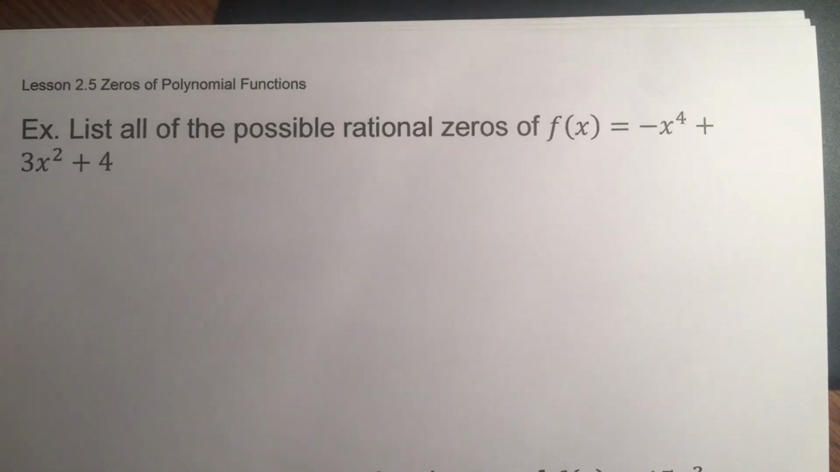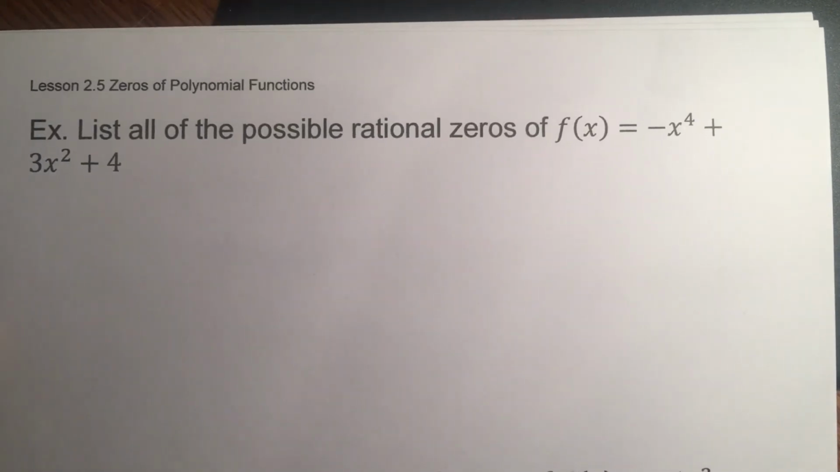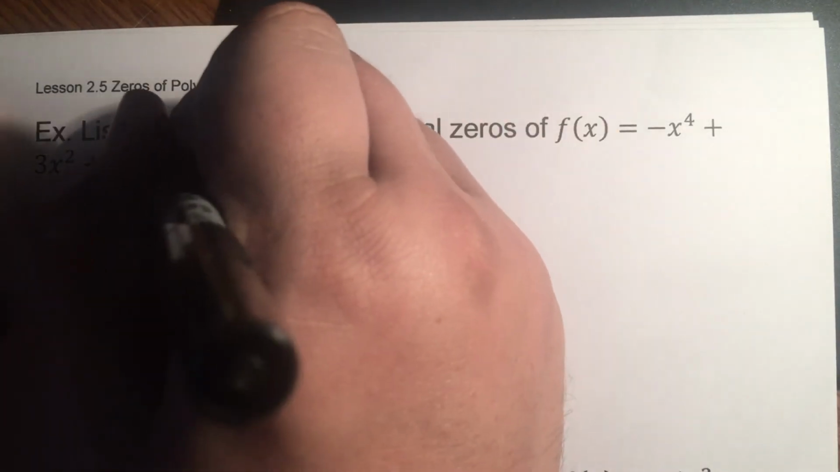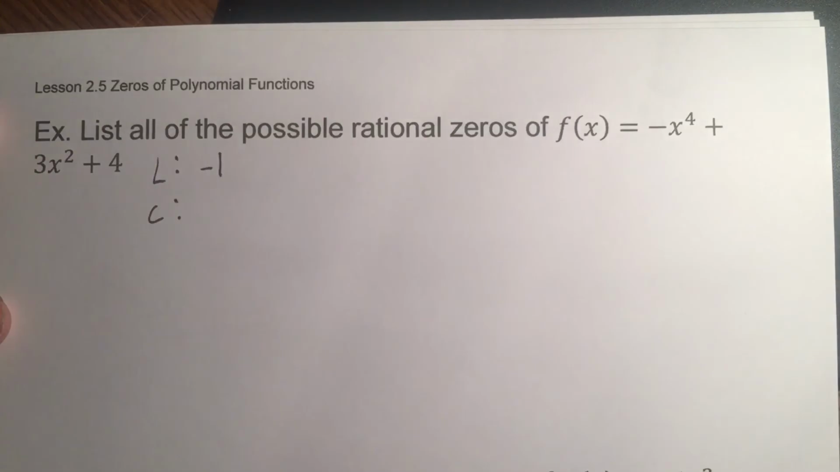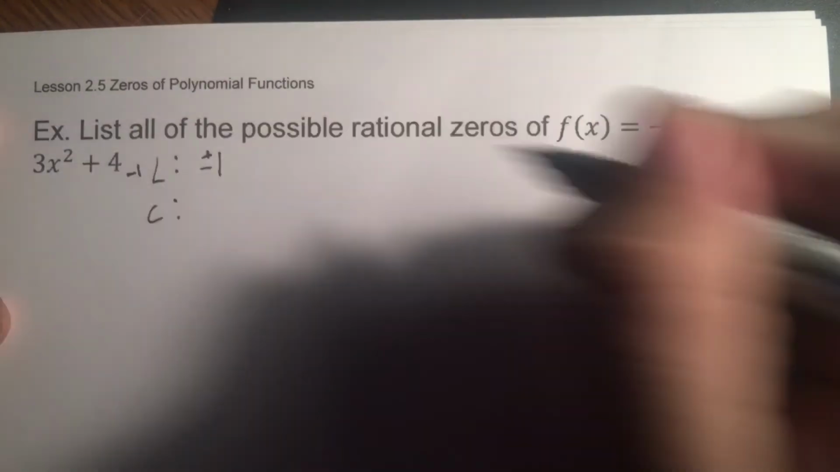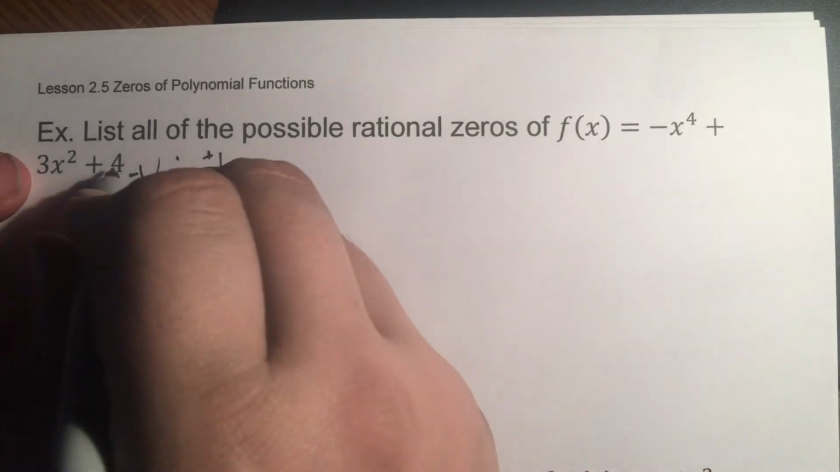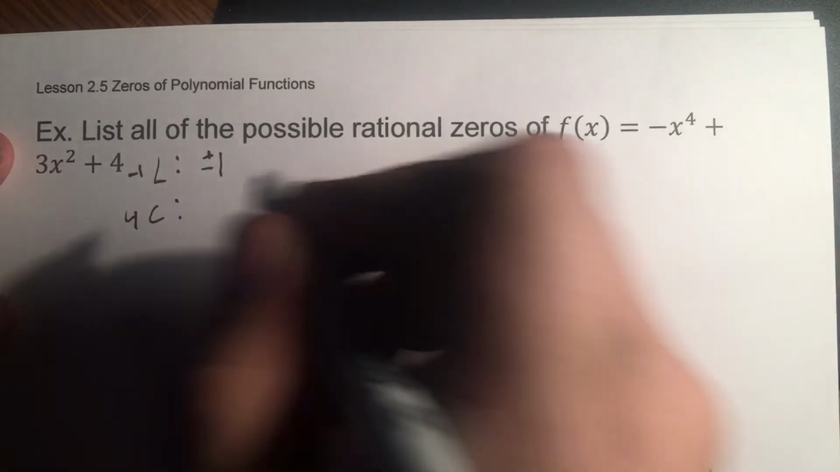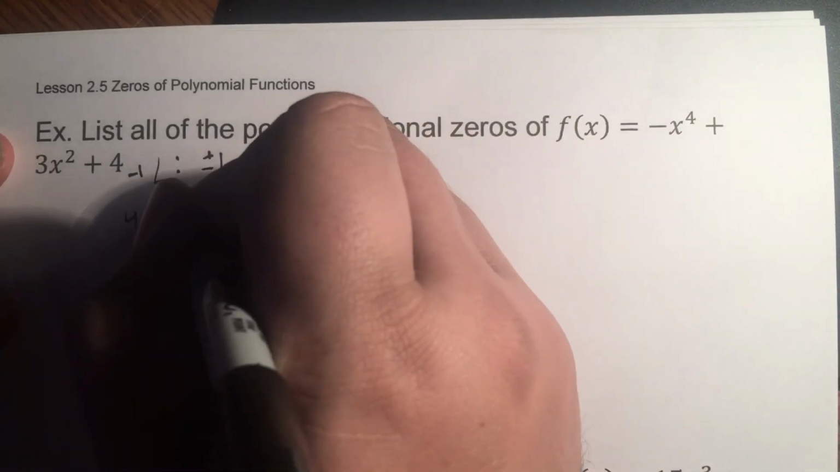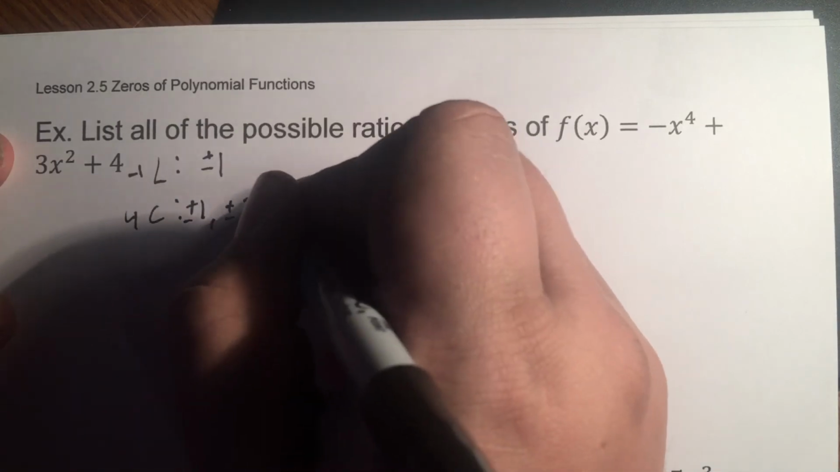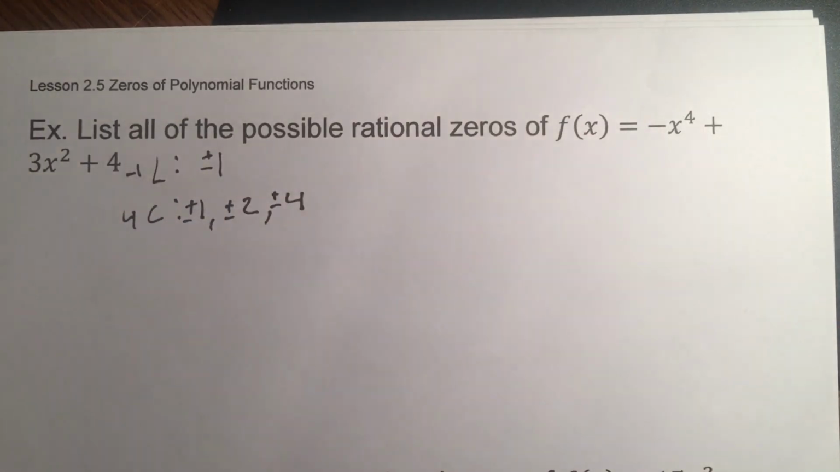So list the possible rational zeros of f of x equals negative x to the fourth plus 3x squared plus 4. We have our leading coefficient and our constant. The leading coefficient is negative 1, so the only thing possible would be plus or minus 1. My constant, though, is a 4. Factors of 4 could be 1 and 4, or 2 and 2. Each of these could be positive or negative.